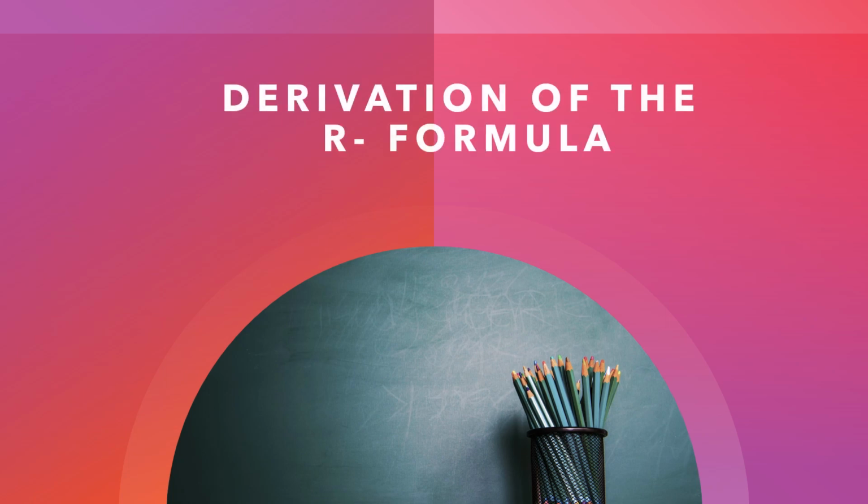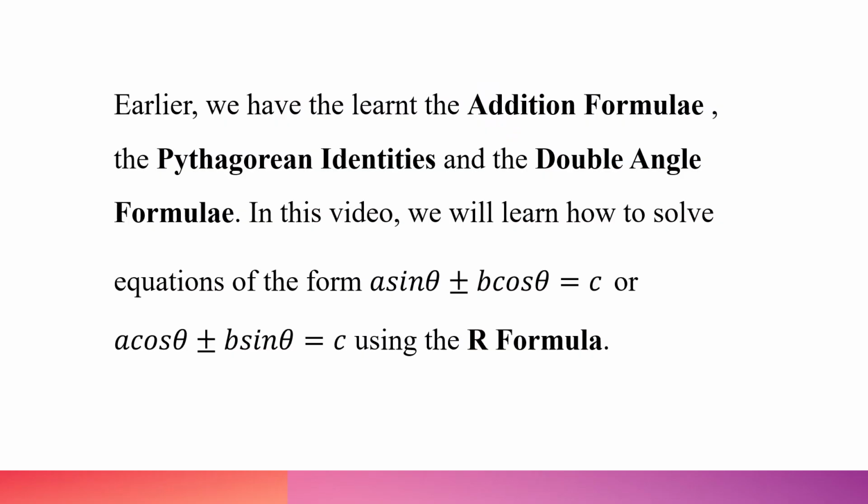Right, today's video is on the derivations of the R formula. Earlier we have learned the addition formulae, the Pythagorean identities, and the double angle formulae. So in this video, we'll learn how to solve equations of the form a sine theta plus b cos theta equals c, or a sine theta minus b cos theta equals c, or a cos theta plus or minus b sine theta equals c, using the R formula.